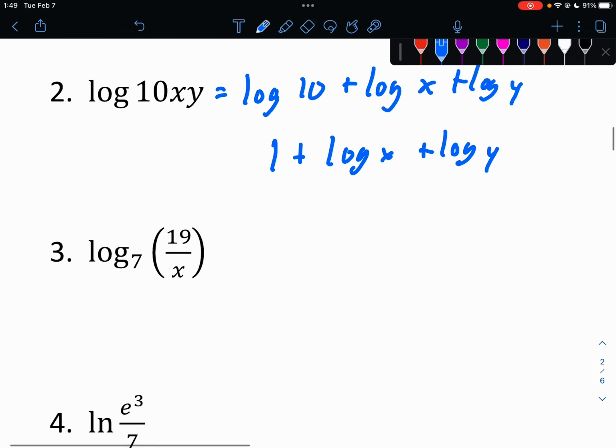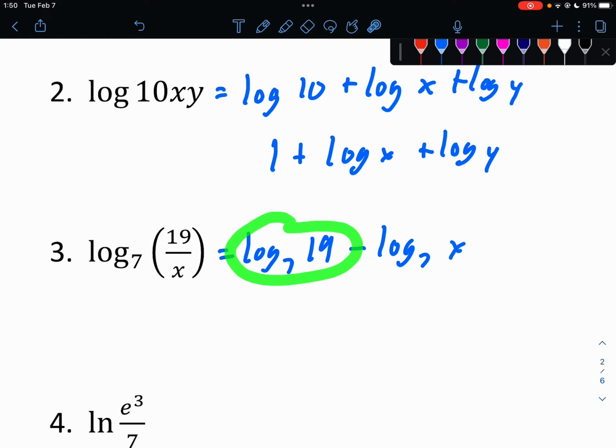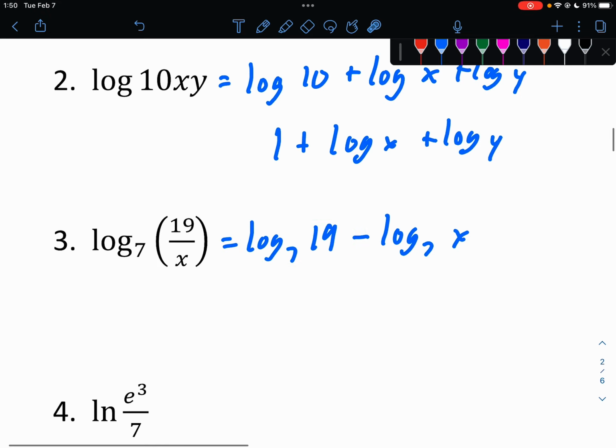Third one, 19 is in the numerator, so that means it gets a positive logarithm. x is in the denominator, so it gets a negative logarithm. So it's log base 7 of 19 minus log base 7 of x. And we don't know what this is, so we can leave it just like that.